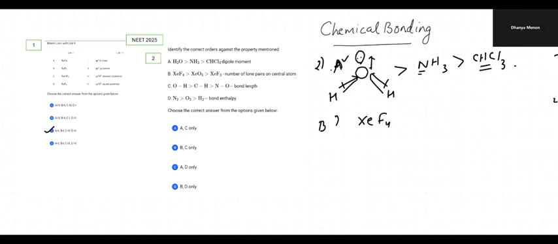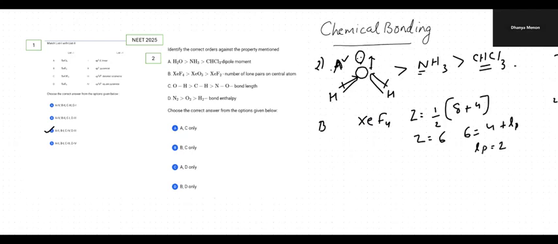Quickly find out Z. Z is equal to half of 8 electrons in the outermost shell, plus 4 monovalent atoms, no negative or positive charge. So 6. And 6 is equal to how many bond pairs? 4 bond pairs. Lone pair is equal to 2. There are 2 lone pairs.